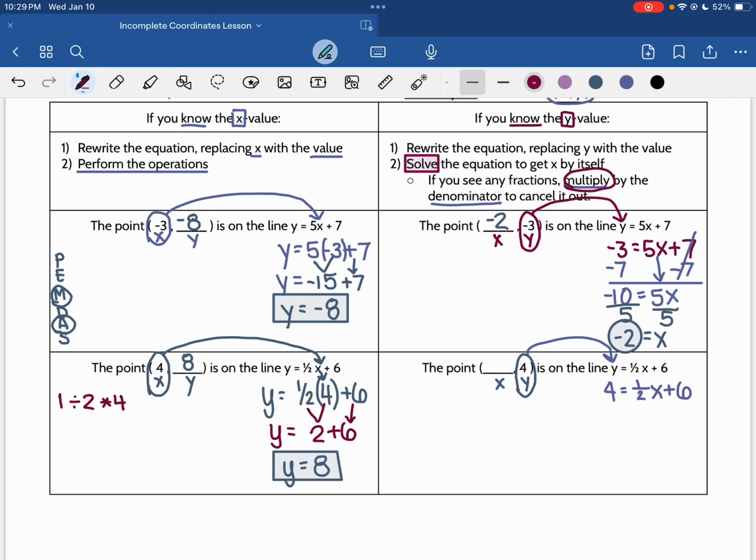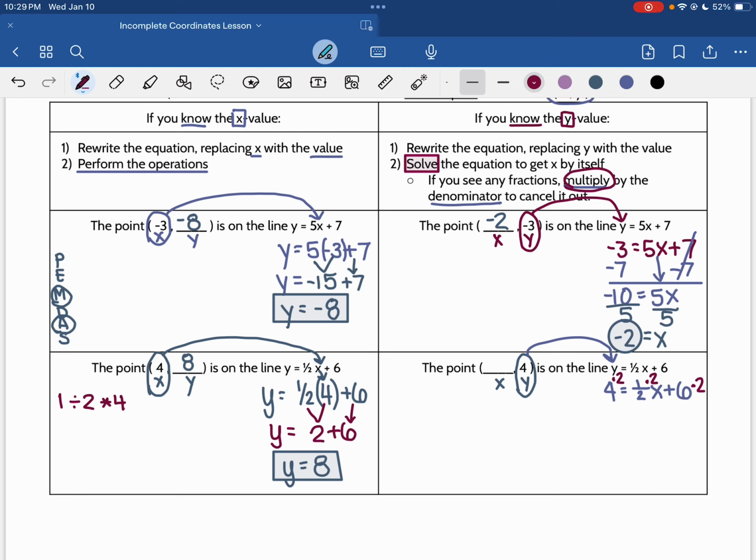Here's why. This fraction right here is 1 divided by 2. So, to get rid of dividing by 2, I multiply by 2. Because remember, when we're solving equations, we're trying to do the opposite. But if I'm going to multiply this times 2, I need to do it to the 6 and the 4. Pretty much anything in the equation has to also get multiplied by 2.